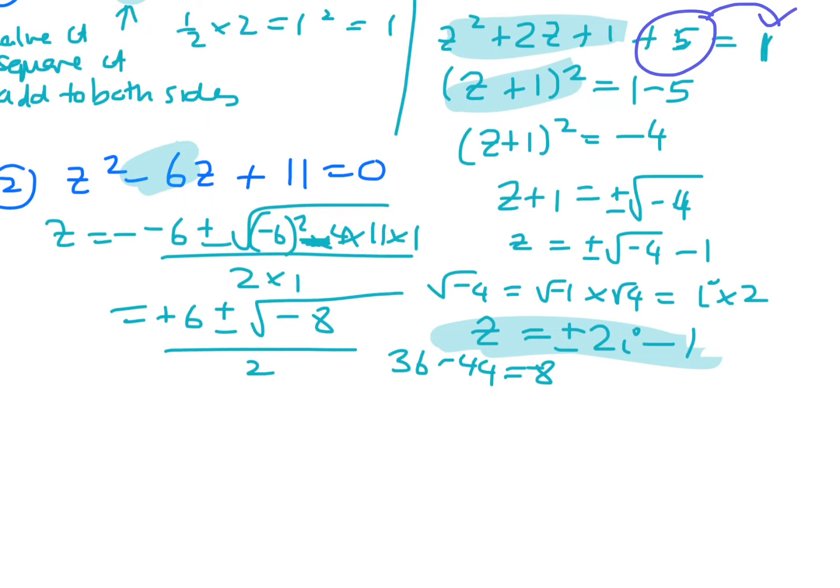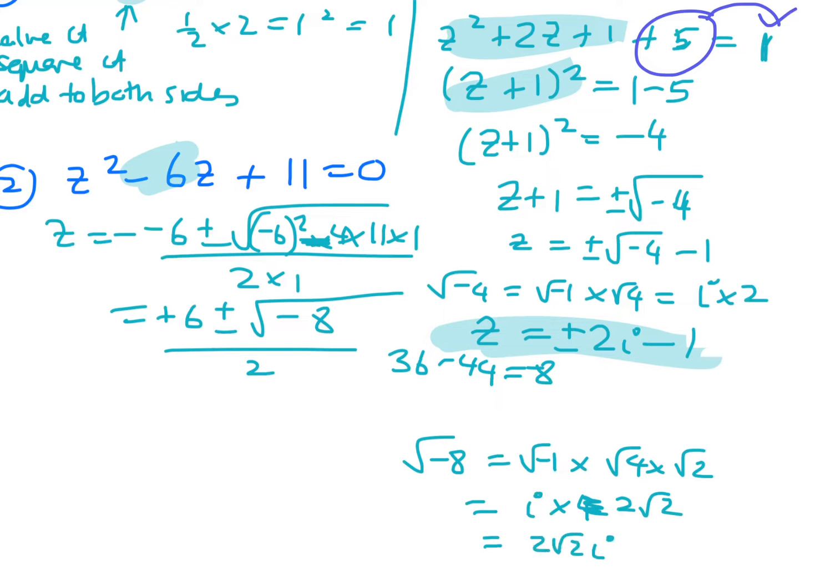So you can actually simplify this, because root minus 8 is root minus 1 times root 4 times root 2. So it's i times 2 root 2, which is 2 root 2i, because you usually write the i at the end. So this is going to be 6 plus or minus 2 root 2i all over 2. And if you look at the 6 and you look at the 2, you can go a little bit further, because there is actually a common factor here. And you could divide 2 into both of those.